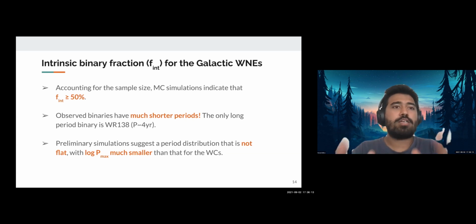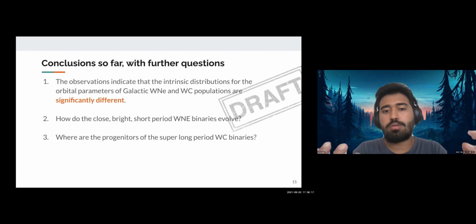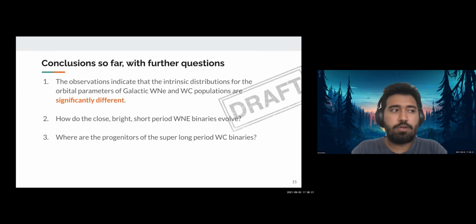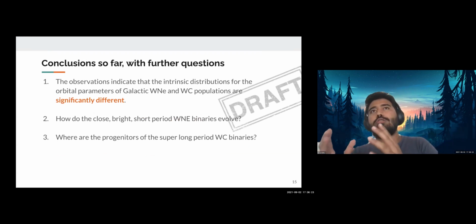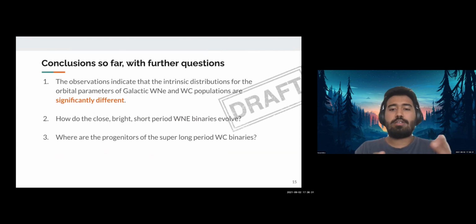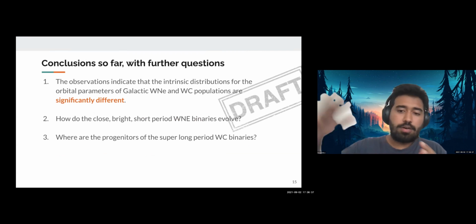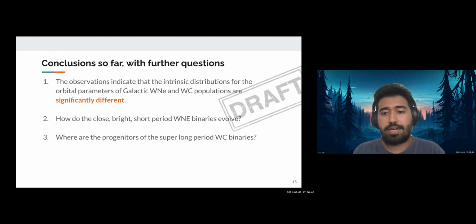What does this mean? It means that we have a population of WNEs that are close, bright, and at short periods, and we don't see an equivalent population of WCs that are also close, bright, and at short periods. So if these binaries evolve, what do they become? Next, we see a population of very long period carbon-rich Wolf-Rayet binaries, but we don't see their progenitors.